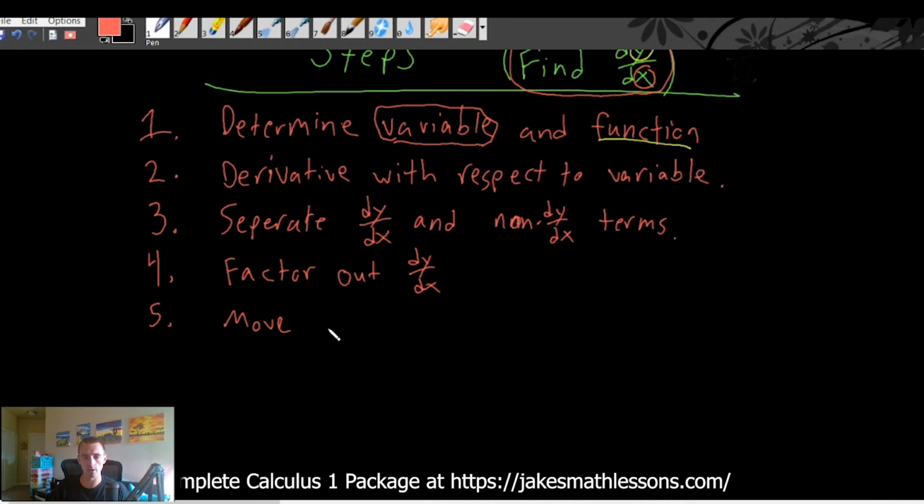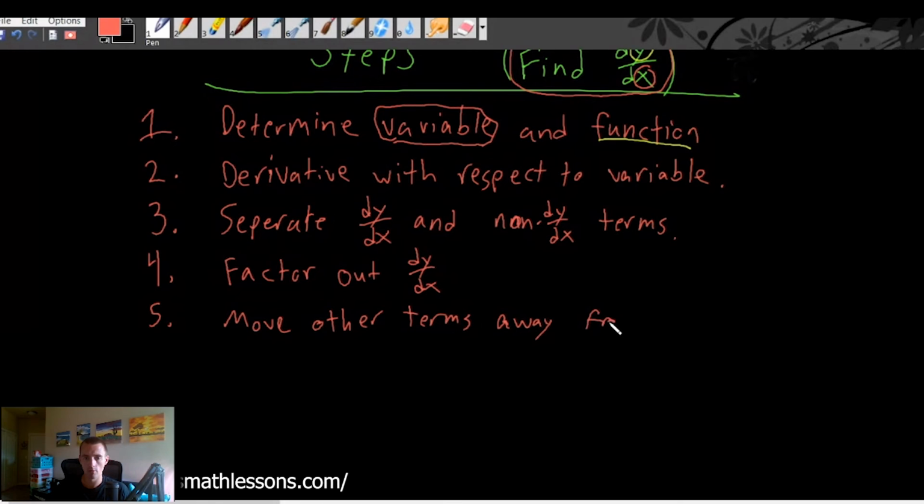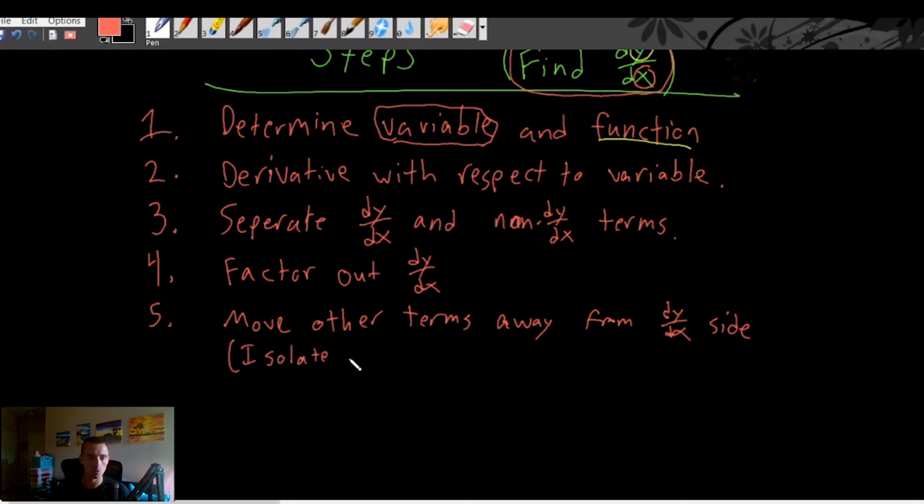So move other terms away from the dy dx side of the equation, which essentially the idea there is we're just trying to isolate or solve for dy dx.